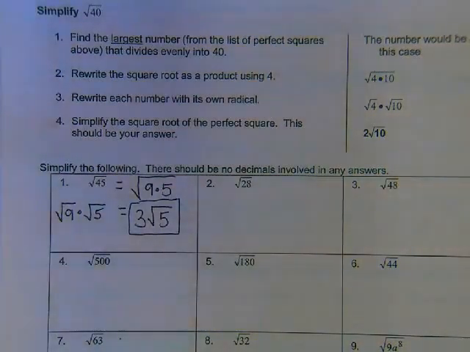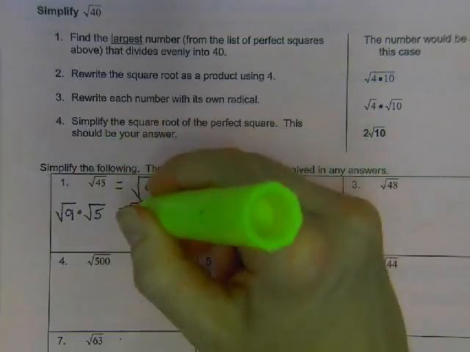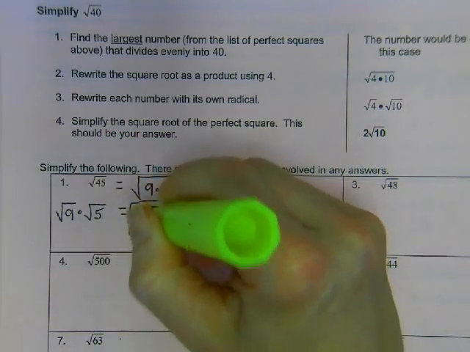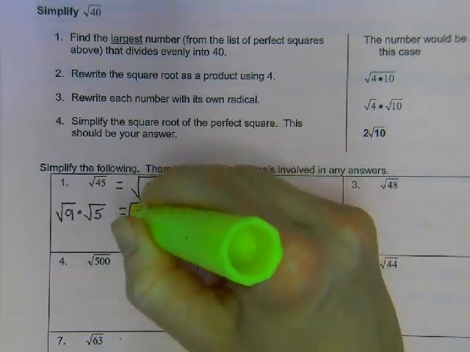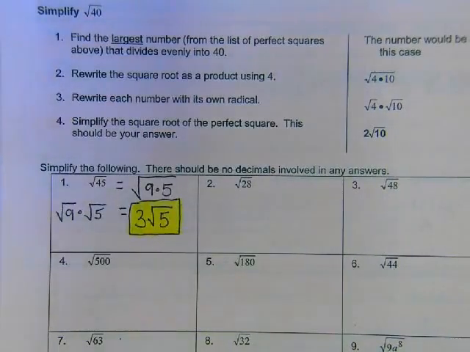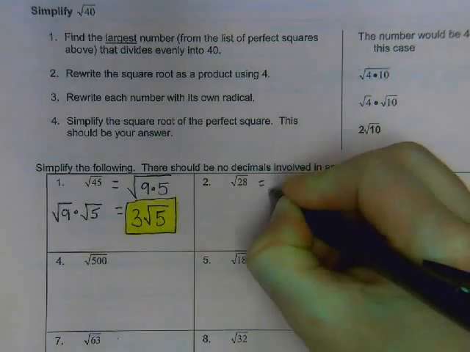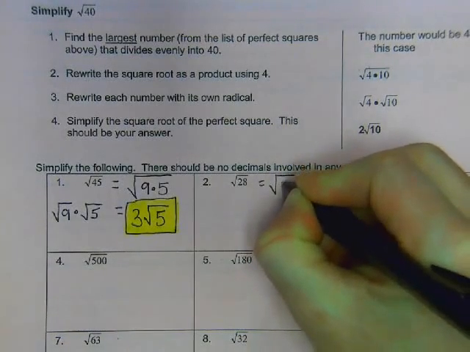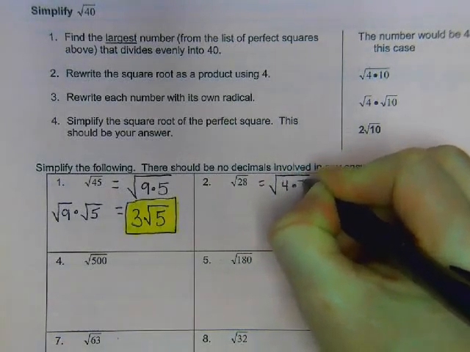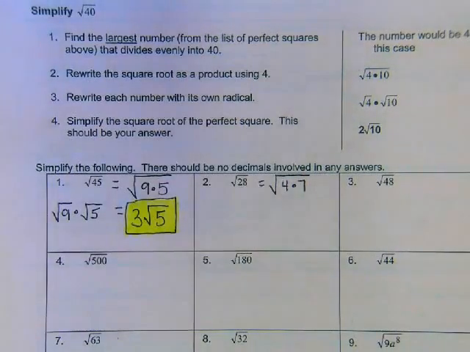Okay. Let's look at the next one. Can somebody tell me, from my list of perfect squares, we're going to try to pick the highest thing that goes into 28. 4 times what, Sean? 7. All right, here we go. So we're going to write this as the square root of 4 times 7.